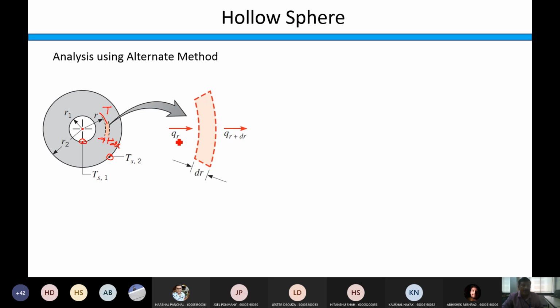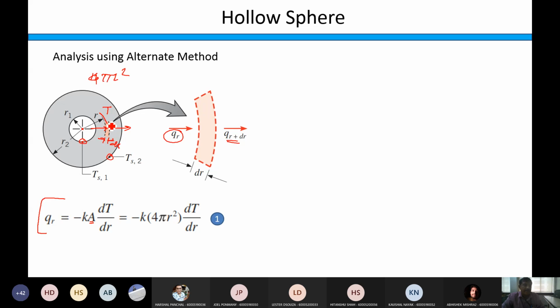There it was dx. So qr is the rate of heat transfer in this direction entering this face, and qr plus dr is going out through this face. So these two must be the same. So qr is equal to minus k dT by dr. I am using Fourier's equation. So minus k, now what is the area? Area is the surface area available for heat transfer. In case of a sphere, the surface area will be 4 pi r square at this location. So this A is replaced by 4 pi r square.